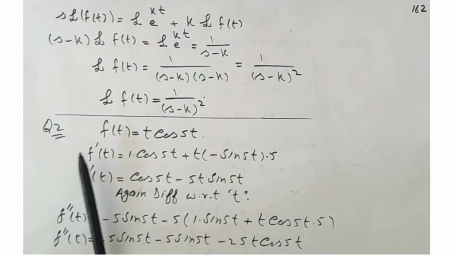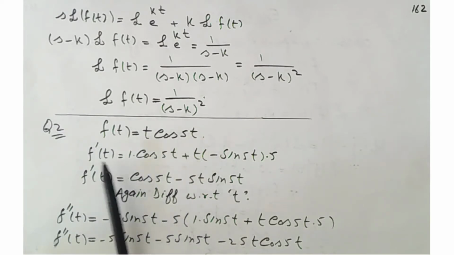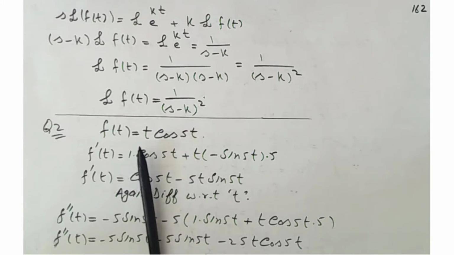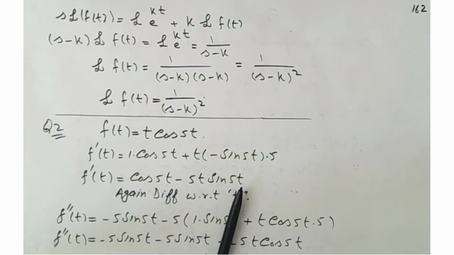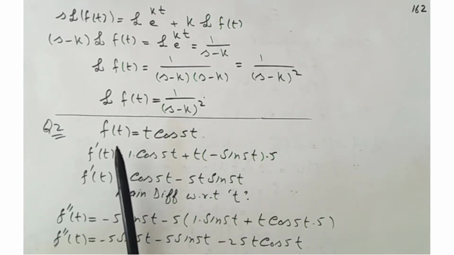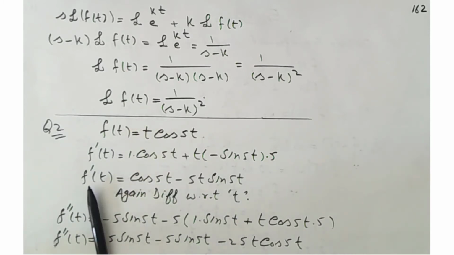Now question number 2: if f of t equals t cos 5t, differentiate this with respect to t. Derivative of t equals 1 into cos 5t, plus this t same, derivative of cos 5t equals minus sin 5t into 5. This is the value of f dash t: cos 5t minus 5t sin 5t. Again differentiate with respect to t, because in this step there is no term of t into cos 5t, that is f of t, so we take its second derivative.